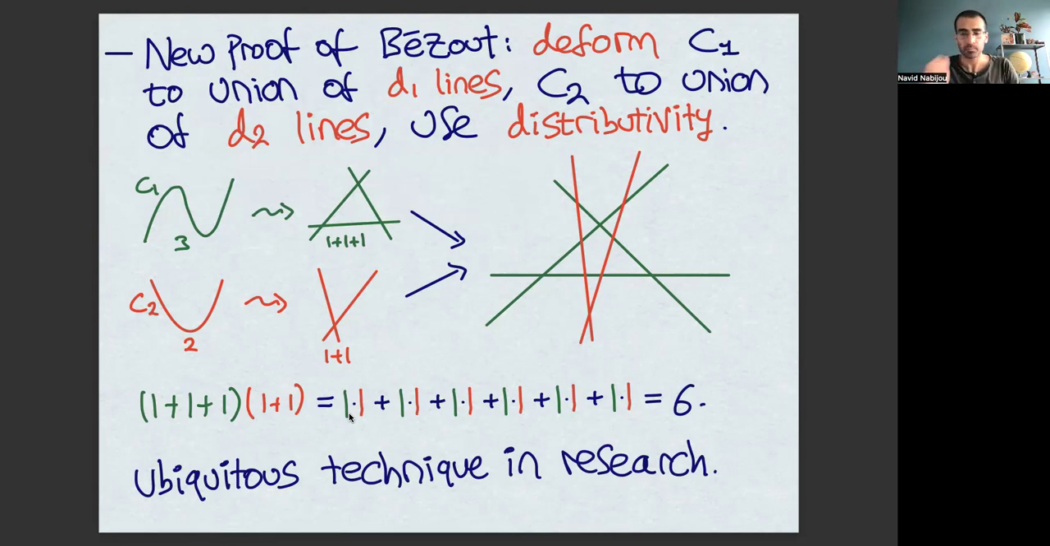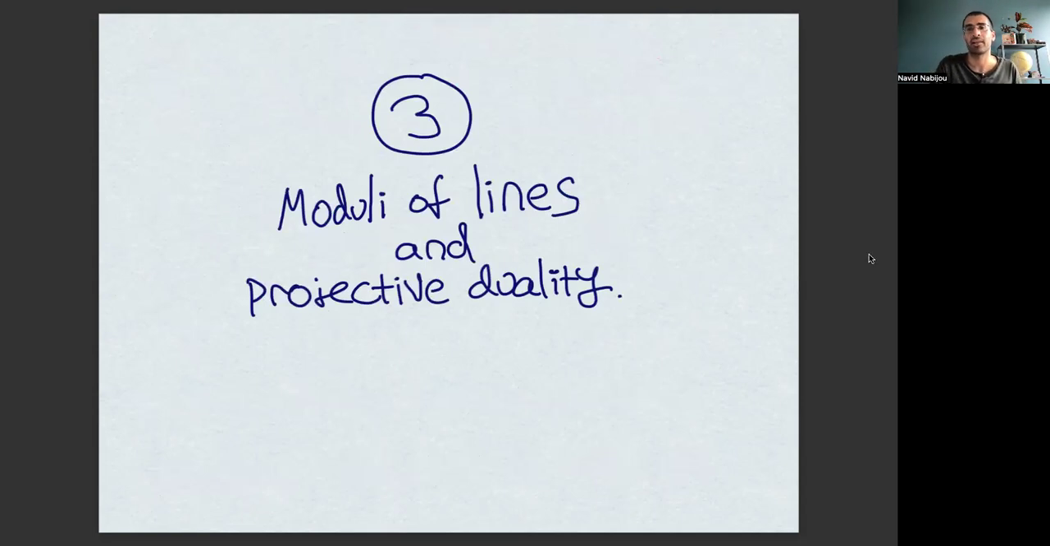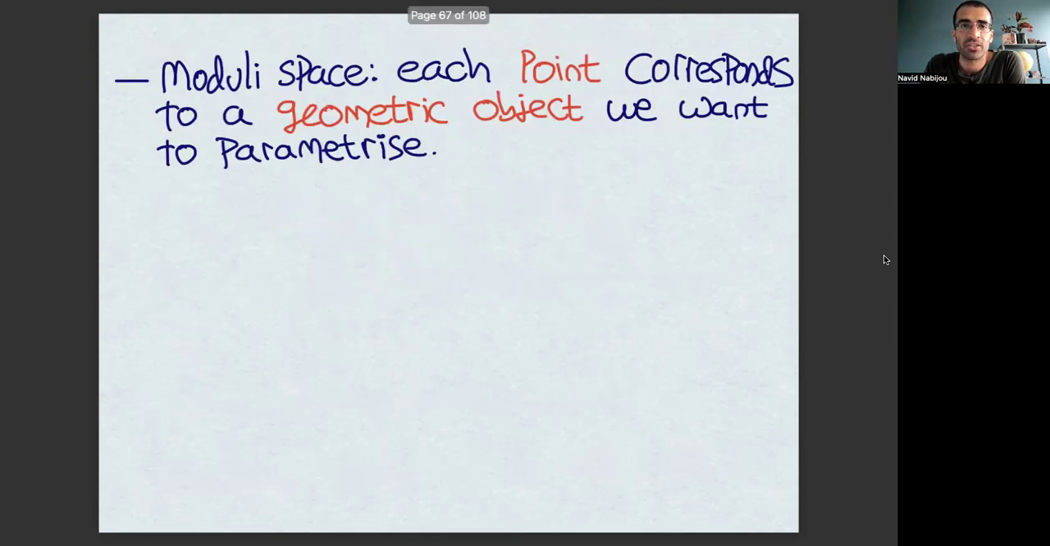Okay, so we understood Bezout's theorem, and we'll come back to it soon. But let's change tack a little bit and talk about the moduli space of lines. We're going to come back to these moduli spaces that I briefly mentioned at the beginning. So what is a moduli space? It's some space whose points should correspond to some sort of geometric object that we want to parameterize.